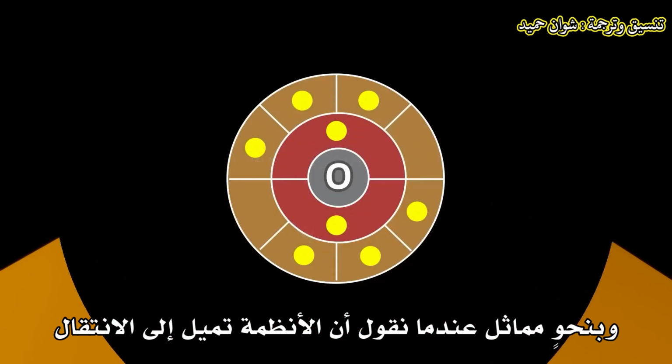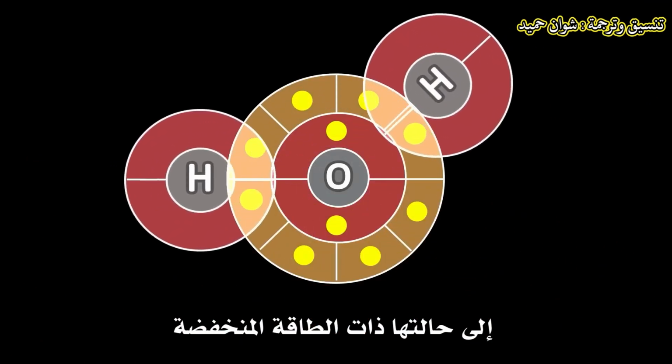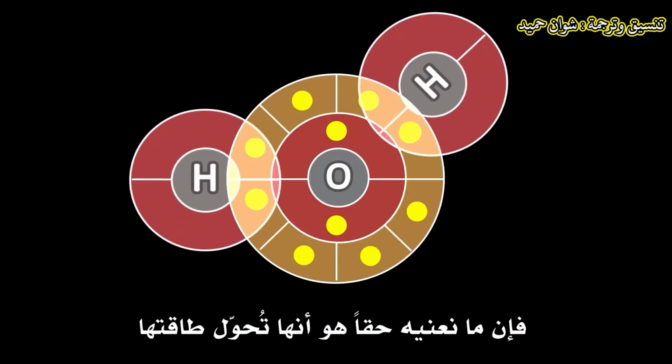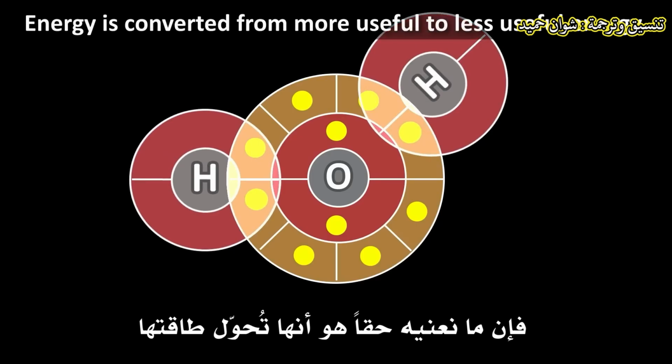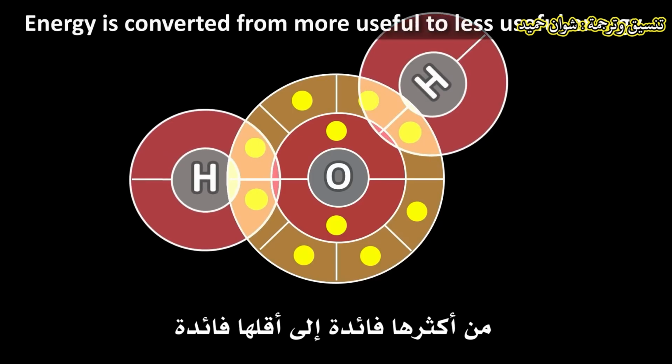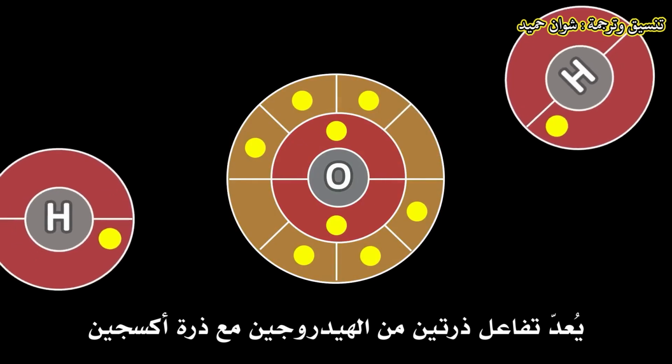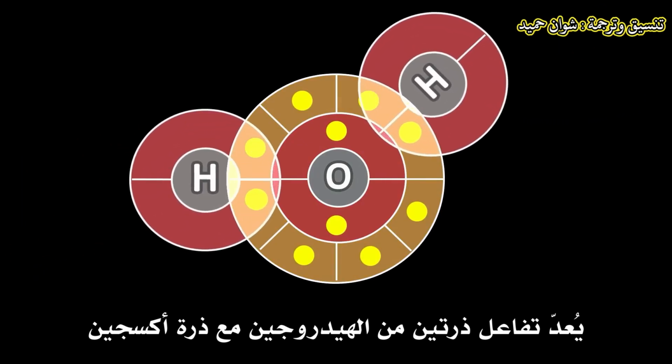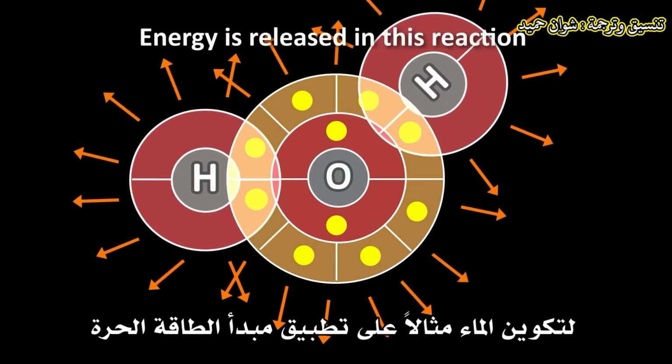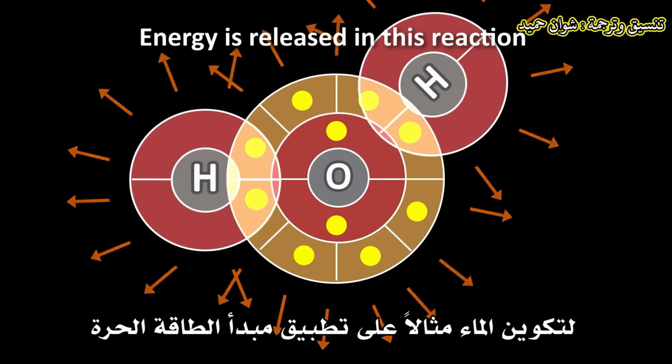Similarly, when we say that systems tend to go to their lower energy state, what we really mean is that they're converting their energy from more useful to less useful. This is the case, for example, when two hydrogen atoms combine with oxygen to form water. This reaction releases energy into its surroundings.